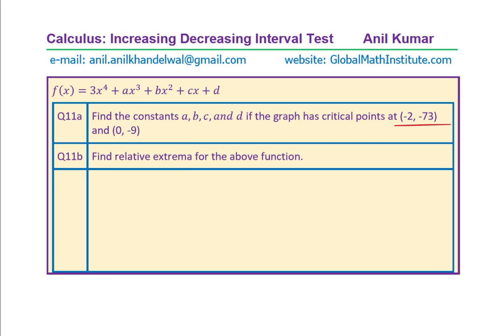So from the critical points, you can easily find the equations, right? 4 unknowns, you need 4 equations. So 2 you will get from the function itself, right? And 2 you will get from the derivative equal to 0. You get the idea. Use the given points and then try to do it.